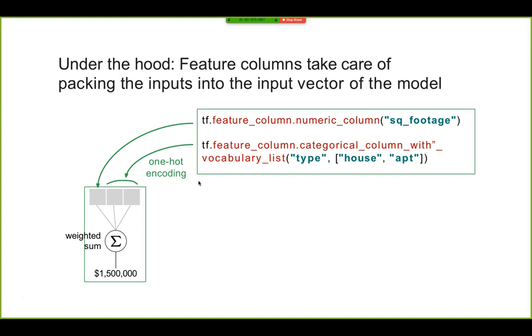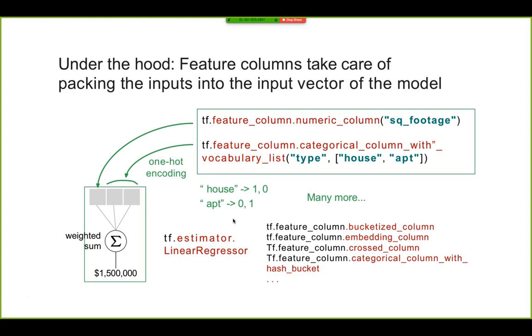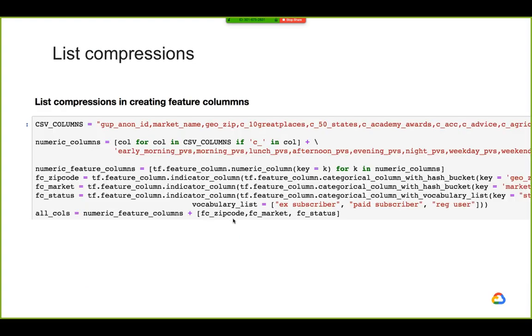So one hot encoding, what is it? If it is a house, it will be 1 0. If it is an apartment, it will be 0 1. If you have a third category, it will be 0 0 1, and so on. Once it creates such one hot encoding, then the model can learn the weights, update the weights, and give us a prediction. And as I showed in the previous slide, there are different ways to create feature columns. This one is an example.